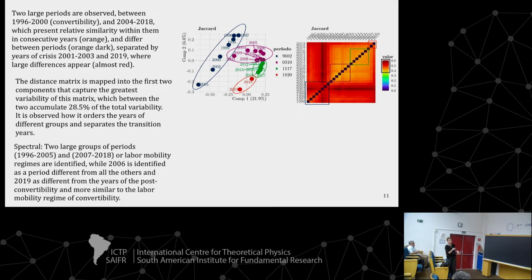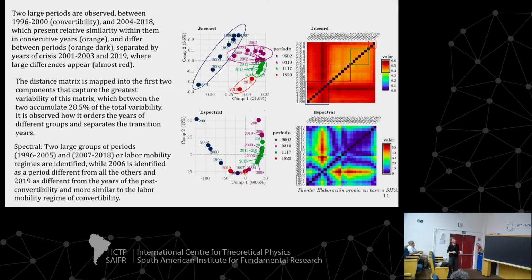And it also groups with respect to how they are similar between themselves. If I show, for example, the spectral distance, I also observe two large groups of periods. For example, here I have 1996, 2005, and then I have 2007, 2018. And so these groups of labor mobility are identified. But here I have 2006, quite different, that is differentiated from the rest of the groups, yes?